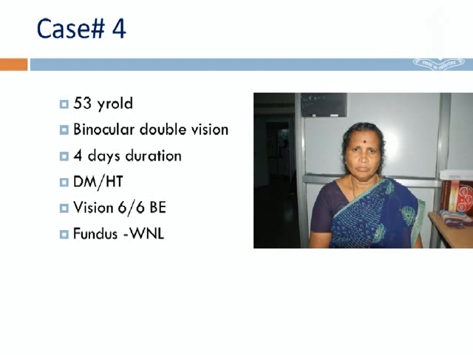This was a 53-year-old who was diabetic and hypertensive, who was referred to me as a case of incomplete third nerve palsy. But actually this patient had only adduction deficit, nothing else. Apart from that, she didn't have any other features suggestive of involvement of the third cranial nerve.